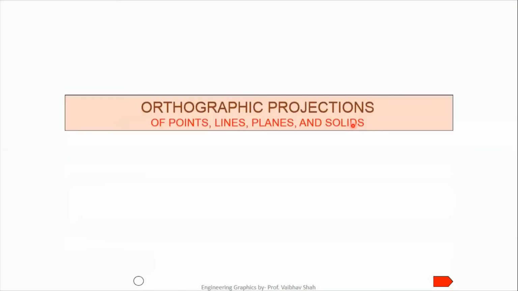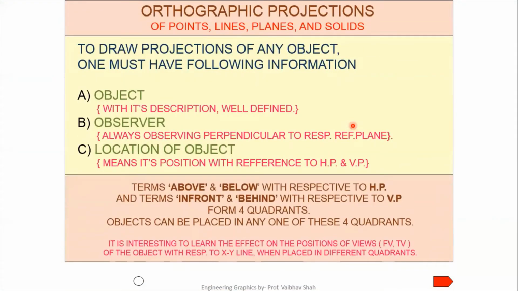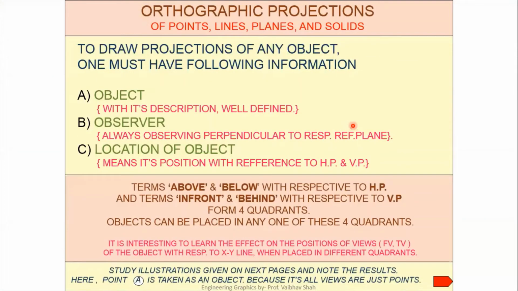Now for any orthographic projection, either for points, lines, planes or solids, to draw projections of any object, one must have the following information. A. Object with its description well defined, means with its size and shape like square, pentagon, hexagon. In our case, the object is a point.